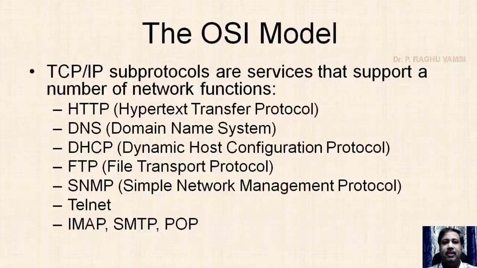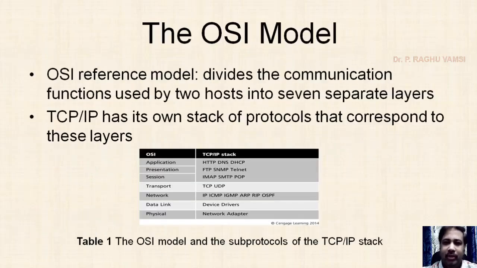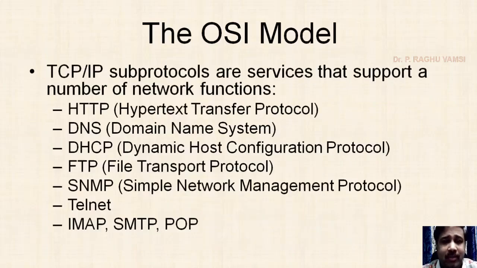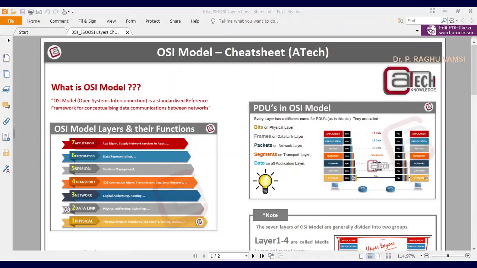So the TCP/IP protocol has sub-protocols or services that support a number of network functions, such as hypertext transfer protocol, DNS, DHCP, FTP, SNMP, Telnet, IMAP, SMTP, POP protocol. So we have seen these at the application level. These are the protocols and sub-protocols that are supported in the TCP/IP protocol stack.